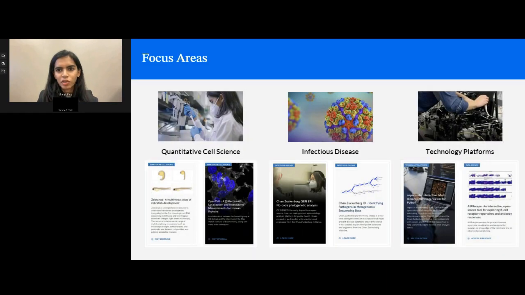We have 3 major focus areas at the SF Biohub, namely quantitative cell science, infectious diseases, and the technology platforms. Each focus area has multiple groups working on tackling a variety of problems. For example, intracellular architecture, physical biology, human disease, quantitative tissue morphogenesis, virus host interactions, replication, and in the technology platforms, we have genomics, bioengineering, mass spectrometry, computational microscopy, and data science.